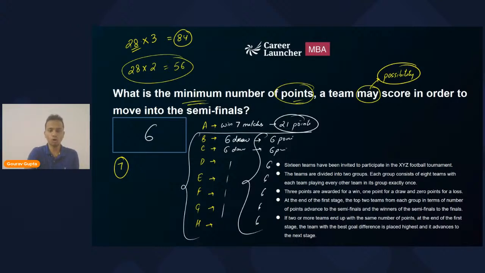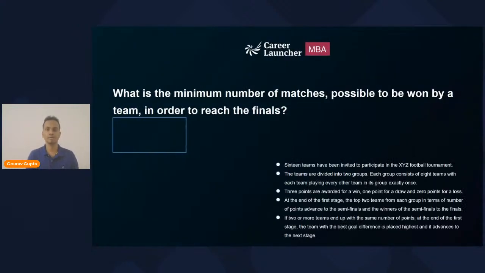Perfect. Now let's move on and look at the next question, question number 3. What is the minimum number of matches possible to be won by a team in order to reach the finals? Now you will be able to give this answer very quickly. I want to reach the finals. Important words: reach the finals. So what is the minimum number of matches possible to be won by a team in order to reach the finals? All right. Now this one is very easy, huh?